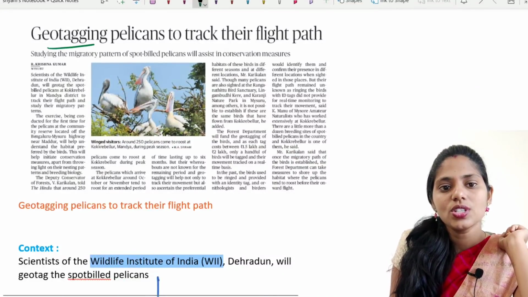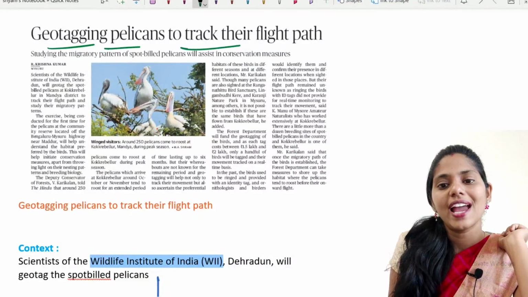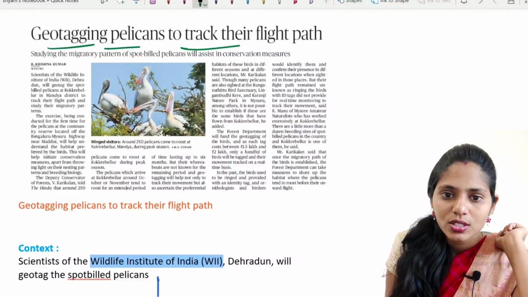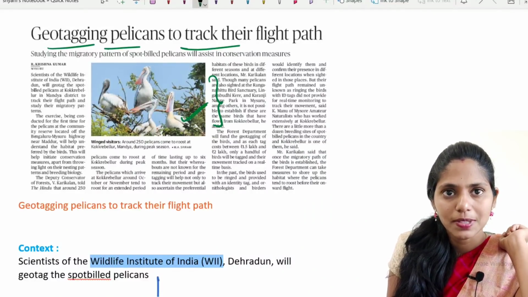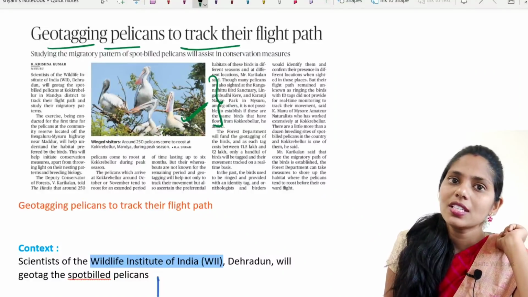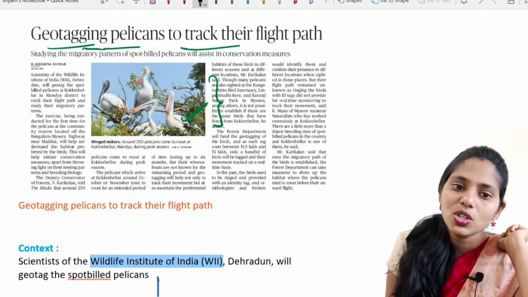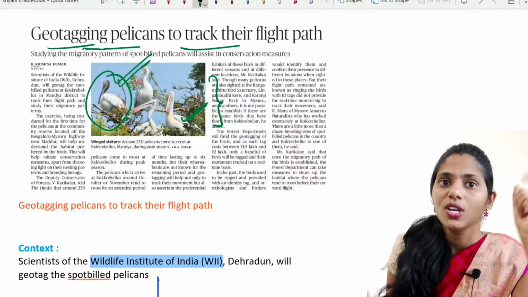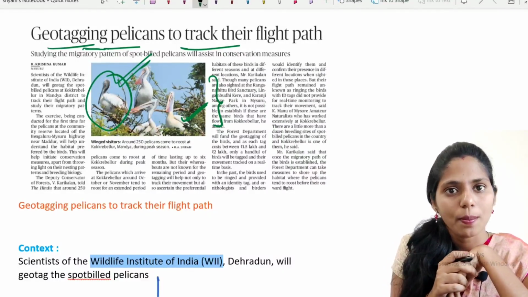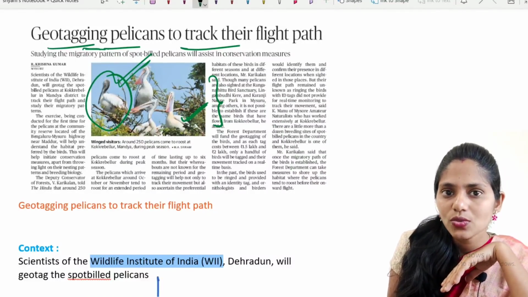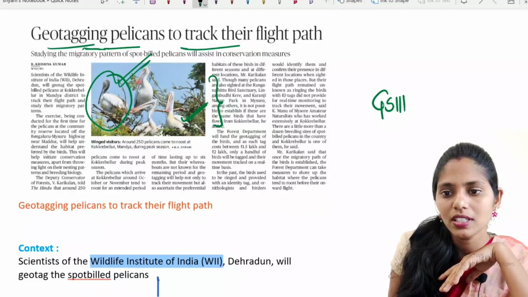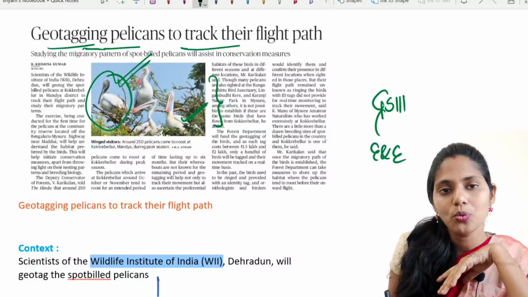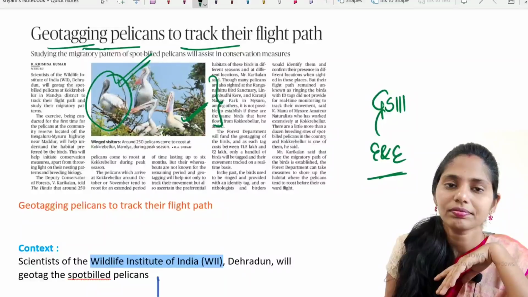The title says geotagging pelicans to track their flight path. In this image you can see these birds; they are pelicans. This article says that geotagging of these pelicans is important to track their flight path. Now let us try to understand this topic in great detail. This will be important for GS Paper 3 under environment and ecology.